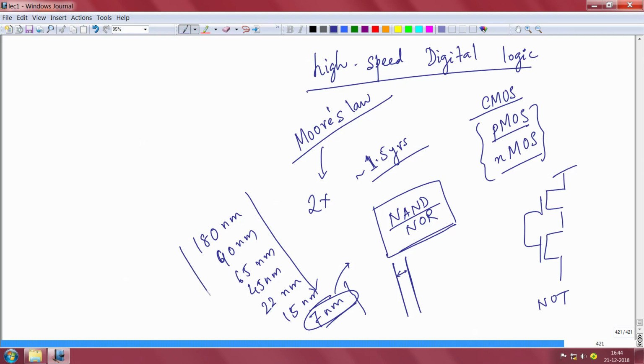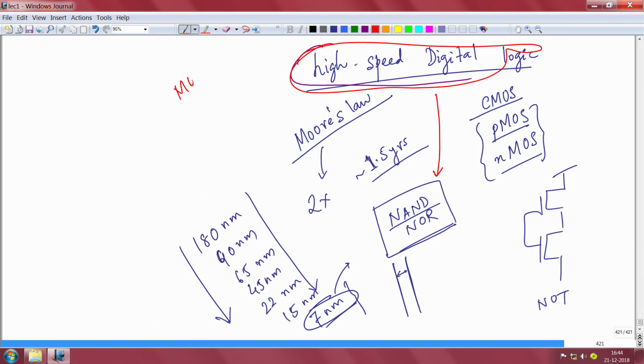This shrinking of transistor dimensions allows you to get devices that are faster, and you can incorporate more functionalities because you have more devices per unit area. This is all primarily done for high speed digital logic. So all the digital circuits, NAND, NOR, all these gates are made of CMOS logic. All the things that you have learned in MOSFET and MOS capacitor have essentially been contributing to this high speed digital logic. Okay.